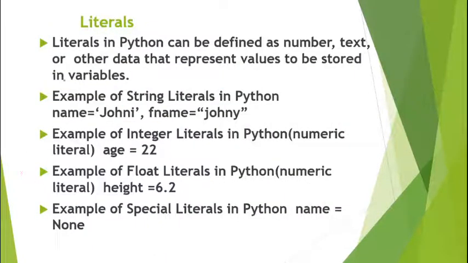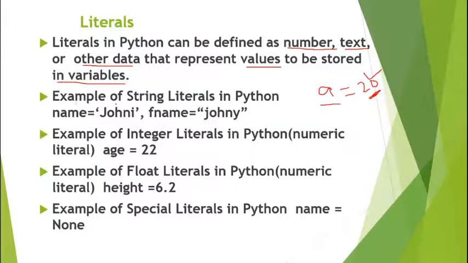Now come to literals. What are literals? Literals are the values. Literals in Python can be defined as numbers, text, or other data. Any data which we use in Python is known as a literal, that represents values to be stored in a variable, and these literals can be stored in a variable also. For example, a equals 20 here. 20 is a literal, and a is an identifier.